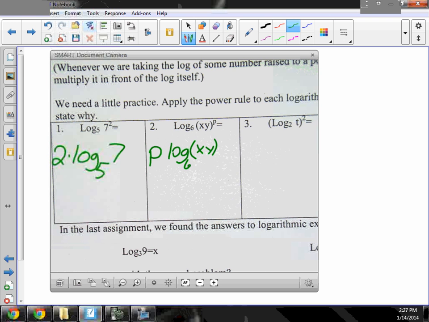What about number 3? No, why not? You're squaring. So this is the base. This is the answer. And together, it's an exponent. A logarithm represents an exponent. And it's an exponent to the second, which the power rule does not apply. So whatever you want to write, I don't care. Number 3 does not work.